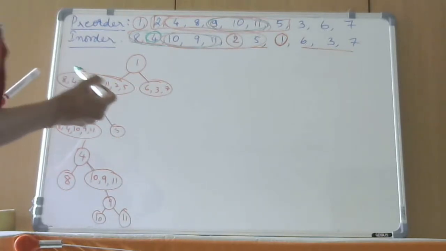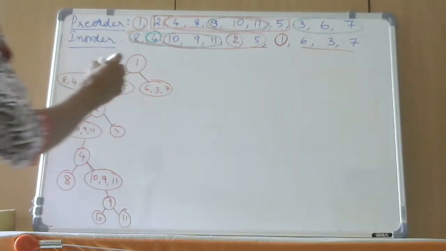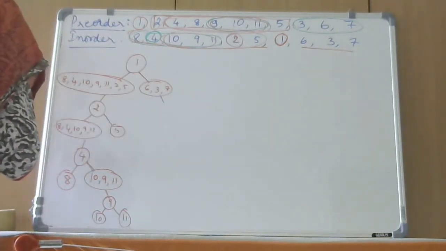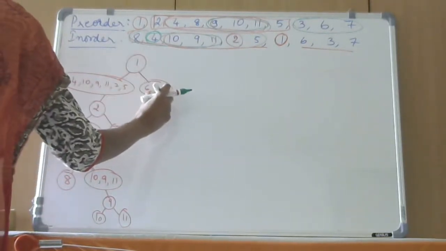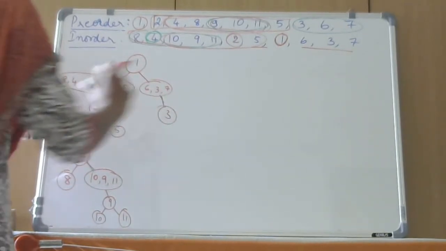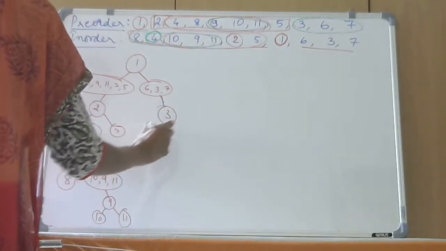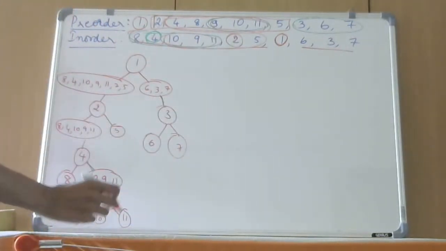6, 3, 7. Look into the preorder. Which is coming first? 3 is coming first. So 3 will be the root. Again, look into the inorder. 6 is left, 7 is right.